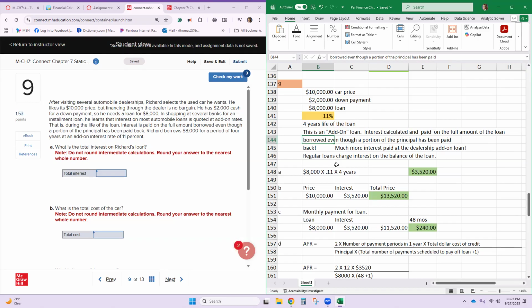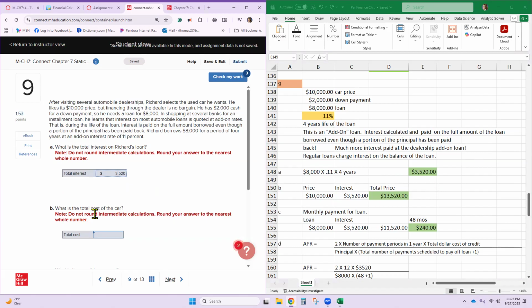So once again, regular loans only charge interest on the balance of the loan. So as you're paying down the loan, you're paying less interest. Okay, so let's walk through this. This one is, what is the total interest on Richard's loan? Now we're talking about the loan. The loan is $8,000. So we're taking 8,000 times 0.11 times 4 years. If you do the math, you get an interest of $3,520 for the whole loan.